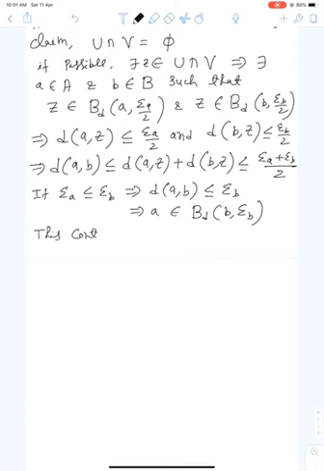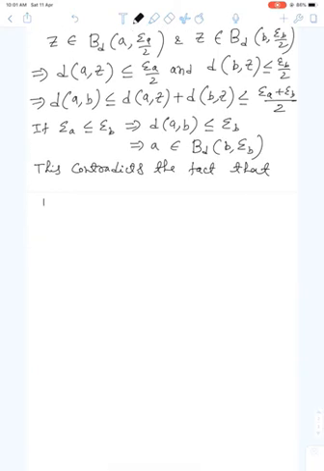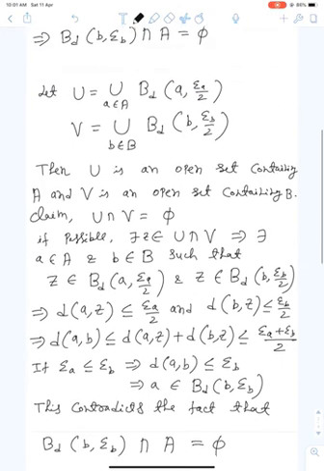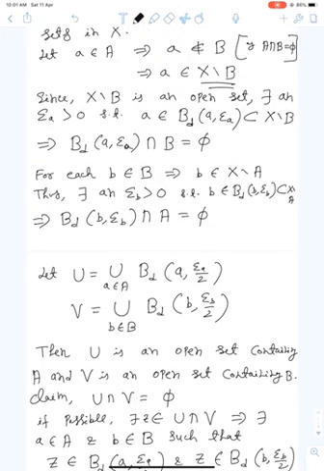This contradicts the fact that the ball of radius epsilon B intersect A is empty. Right? So we choose the ball in this way. We can see that. Right? So we get a contradiction.